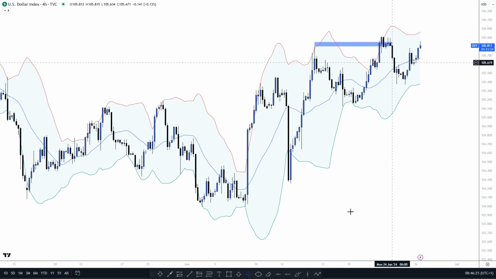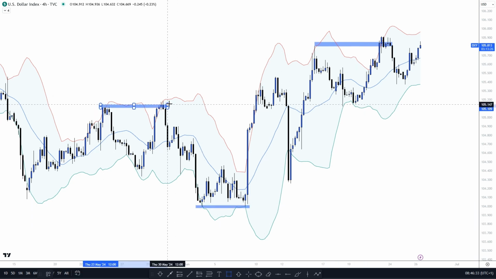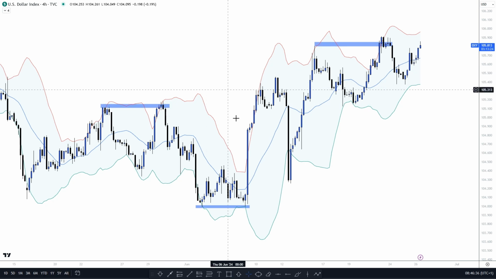You can see here, you might get the retest of a high or a low with the Bollinger Band like so. You might get a retest like so. There's many different ways to use these Bollinger Bands, but just know if you want to add it to your ammunition when you're trading the market, I would strongly suggest it.